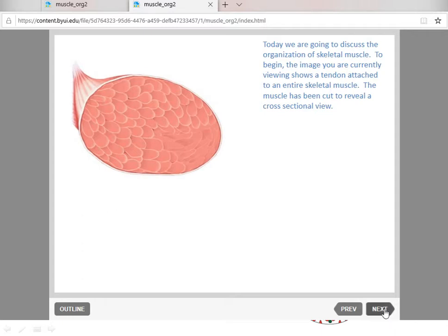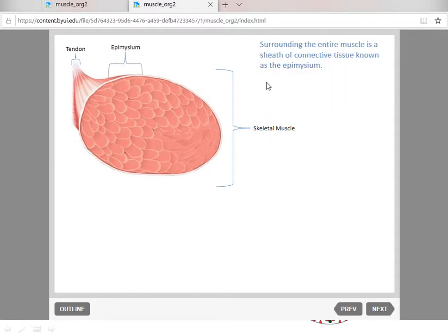Now the tendon is attached to the entire skeletal muscle. The muscle has been cut to reveal a cross section. This is the cross section view of the skeletal muscle, and the skeletal muscle is attached to the tendon. See in the diagram, this is the tendon, and this is the skeletal muscle. The surrounding of the entire muscle is a sheath of connective tissue called the epimysium, the outer covering of the skeletal muscle.